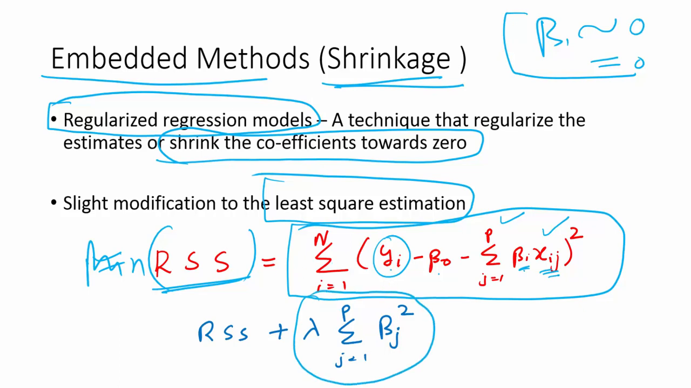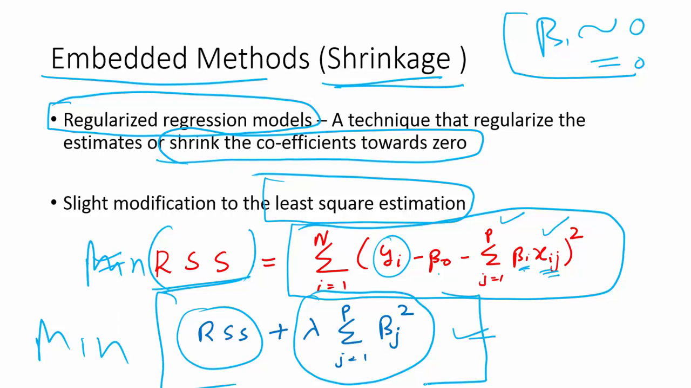So RSS is computed like this in normal least square estimation. In shrinkage method, to the RSS we add another term, and then we minimize the whole thing. Okay. Now what is the idea behind this? Well, the idea is to ensure that the beta values get low value. So beta should get low value.